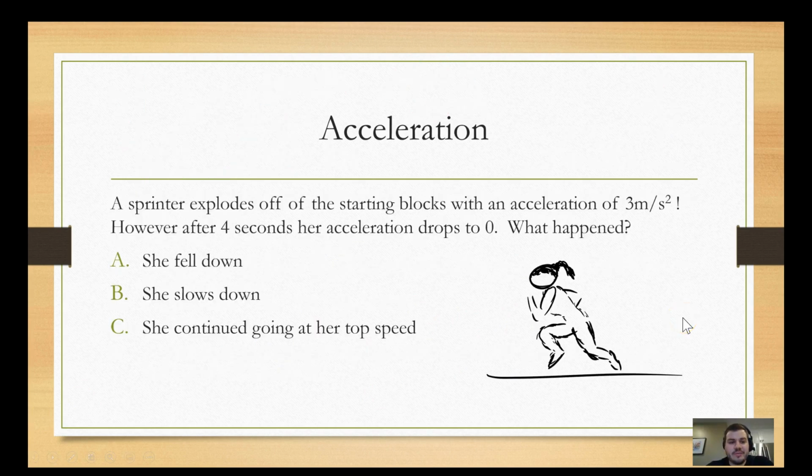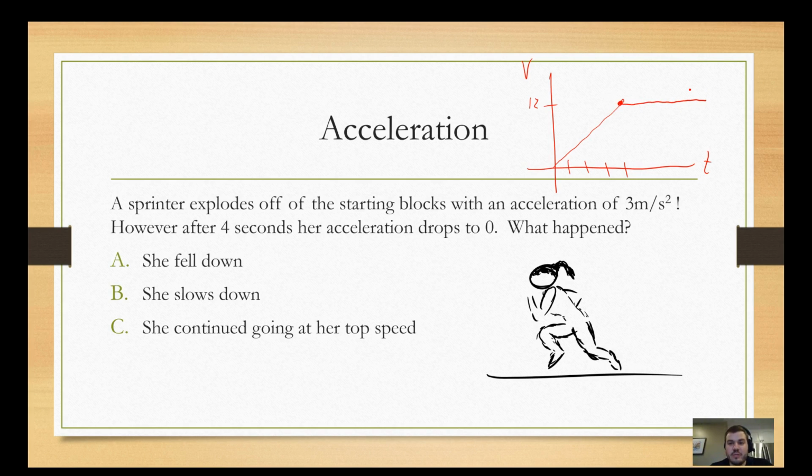Quick conceptual check. A sprinter explodes off the starting block with an acceleration of 3 meters per second squared. After 4 seconds, her acceleration drops to 0. What happened? So again, really helpful to model this on a VT graph. For the first 4 seconds, 1, 2, 3, 4, we have a constant acceleration of 3. So we end at 12 meters per second. The acceleration then drops to 0. Remember, what is acceleration on a velocity time graph? It is the slope. So the slope is 0.